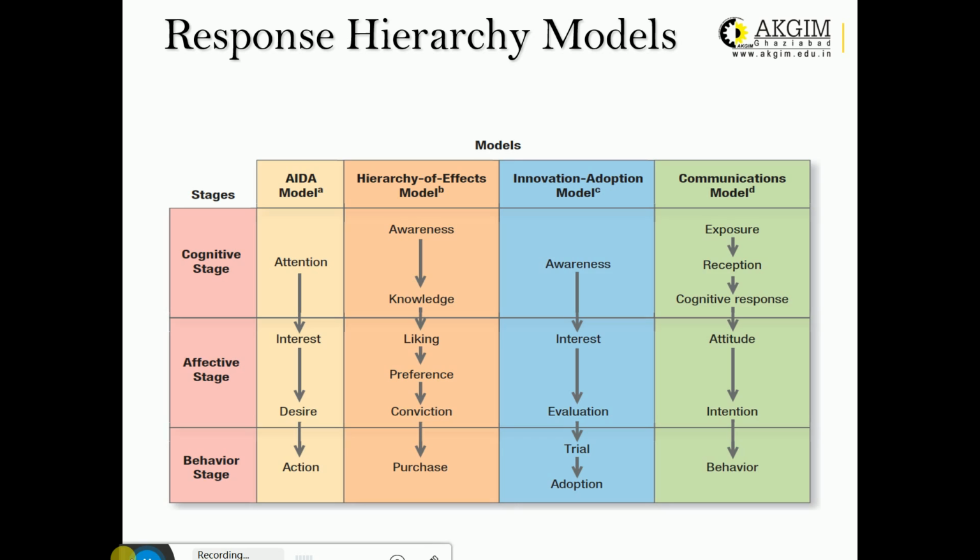So in the IDA model, the awareness of a brand or a product takes place in the cognitive stage. The potential consumers develop an interest and desire to purchase the product.